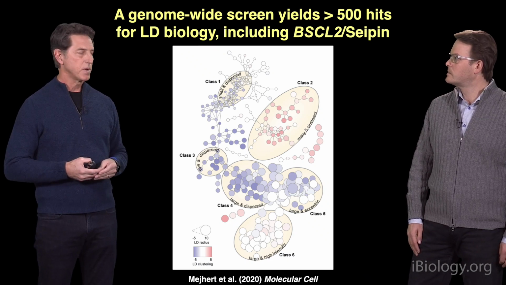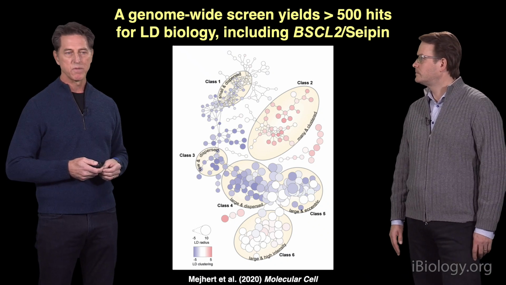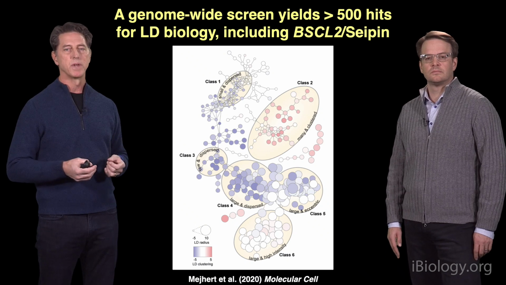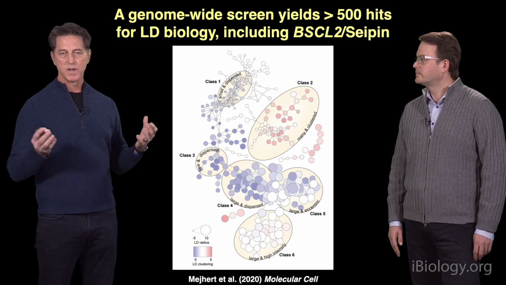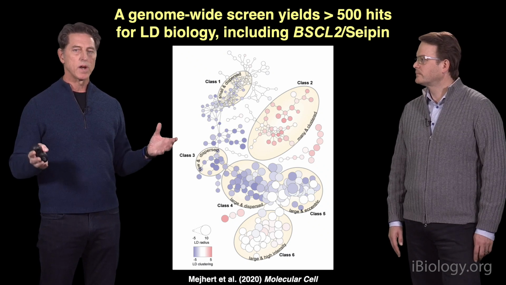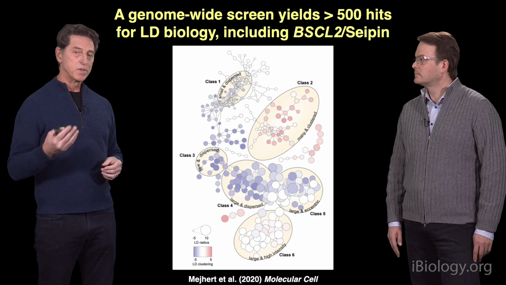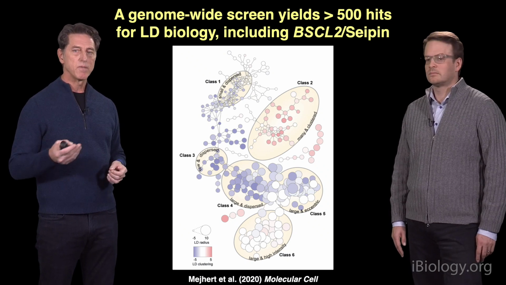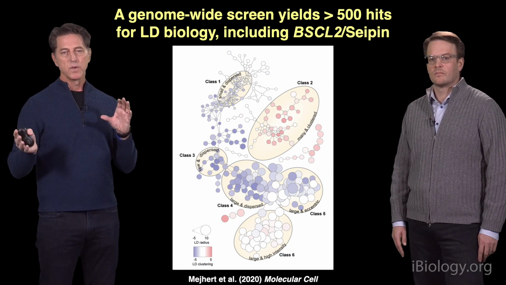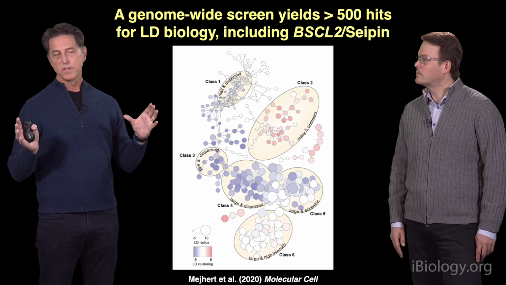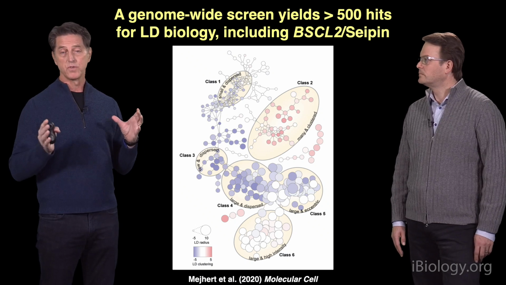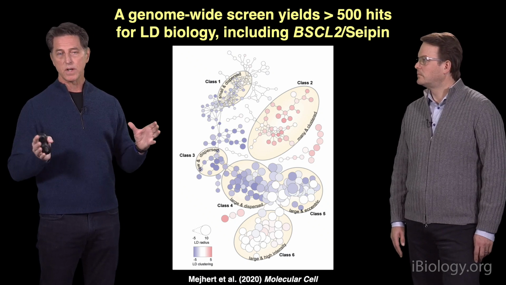What's shown here is a screen that we recently performed in human macrophage cells that were loaded with both cholesterol and triglycerides to form lipid droplets. And then we used RNAi to knock down the genes in the genome and determine which of these genes was required for normal droplet formation. And from a screen like this, we obtained, as you can see, 500 hits that are involved in lipid droplet biology.